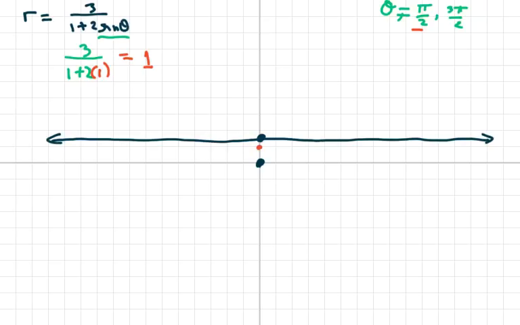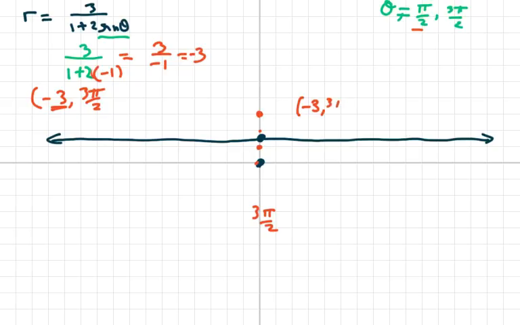That's a vertex. The other one, we're going to plug in 3 pi over 2. Sine of 3 pi over 2 is negative 1. So I'm going to erase this and put negative 1. And when you plug that in, you're going to get 3 over 1 minus 2, which is negative 1, is negative 3. So basically, 3 pi over 2 is down here. But remember how to graph this, it's negative 3, comma, 3 pi over 2. This means we go in the opposite direction. So from here, we're going up 3. 1, 2, 3. So here's your other point at negative 3, comma, 3 pi over 2.